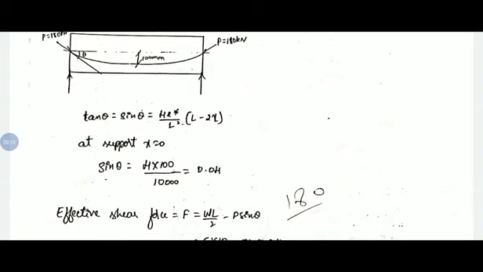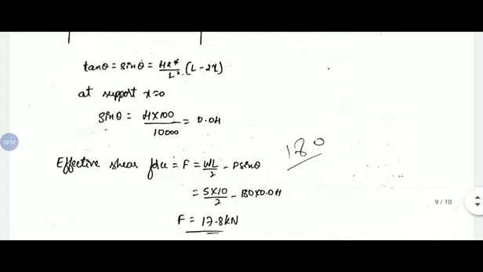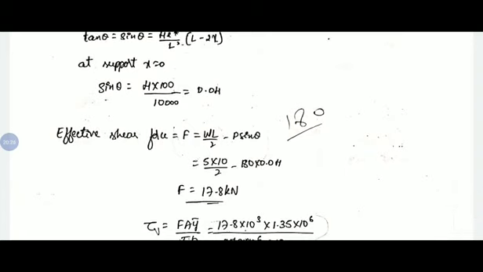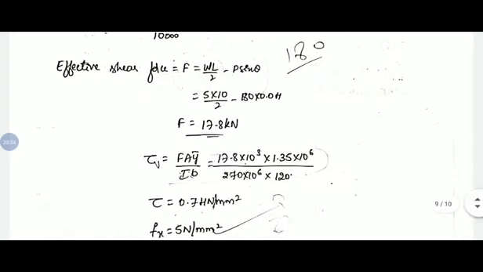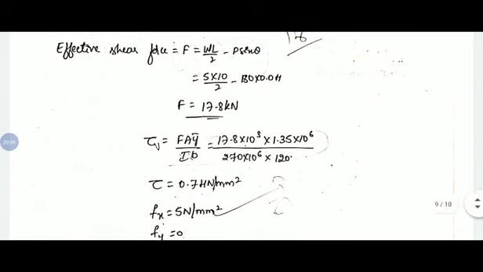So the effective shear force, since we have a pre-stressing force with both horizontal and vertical components, is WL by 2 minus P sin theta. So F equals 17.8 kilonewton. Here the effective shear force will be 17.8 kilonewton, and the shear stress tau v is 0.74 Newton per mm square.